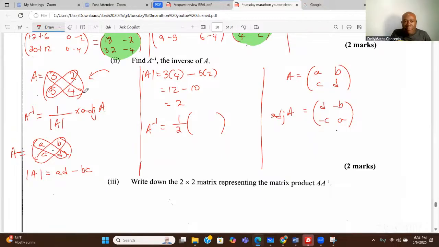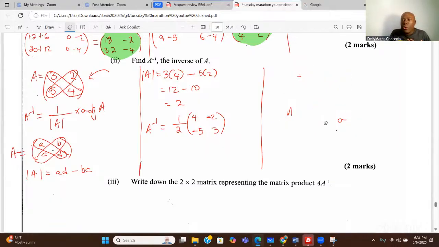So basically, I'm going to switch 4 and 3. 4 is going to come here, 3 comes here. So that's switching them. But I'm going to change the signs for 5 and 2. 2 is positive, it's negative. 5 is positive, it's going to be negative. Now, this is our inverse, by the definition of the inverse.